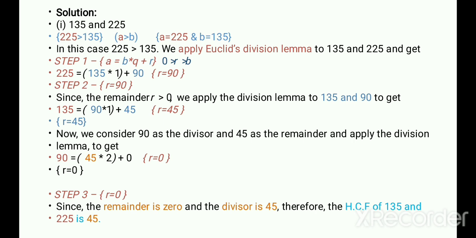Now here you have achieved the value of r = 0, and here step 3 is applicable. Since the remainder is 0 and the divisor is 45, that divisor is nothing but the highest common factor of 135 and 225. So the HCF of the given numbers is 45. This method is applicable to any two numbers. If you are given two numbers, you have to apply this method.